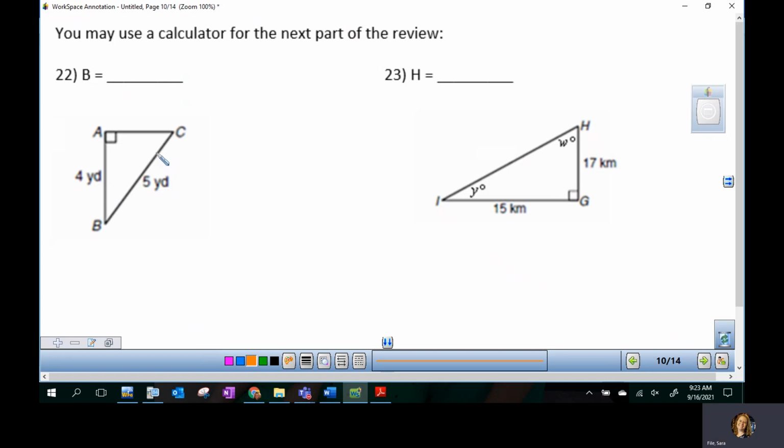We are looking for, in this one, B. So angle B here. So from B, this unknown side is opposite, 4 is adjacent, and 5 is the hypotenuse. Okay, so what I am looking for is the angle that's missing. So I have to use the 2 known sides. So that's the adjacent and the hypotenuse. What trig function puts A and H together? Cosine. Cosine of an angle is A over H, and you plug in what you know.